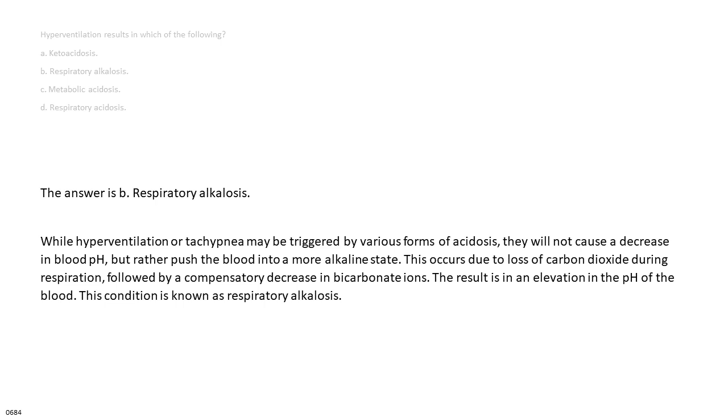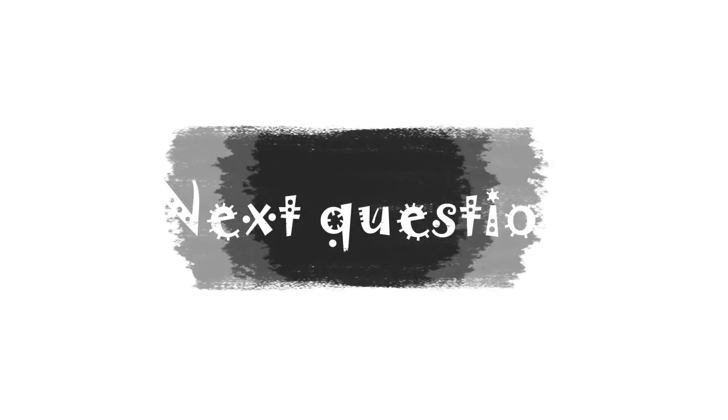While hyperventilation or tachypnea may be triggered by various forms of acidosis, they will not cause a decrease in blood pH, but rather push the blood into a more alkaline state. This occurs due to loss of carbon dioxide during respiration, followed by a compensatory decrease in bicarbonate ions. The result is an elevation in the pH of the blood. This condition is known as respiratory alkalosis.